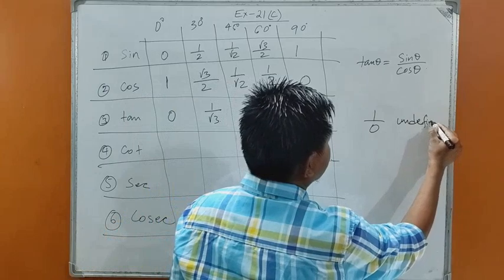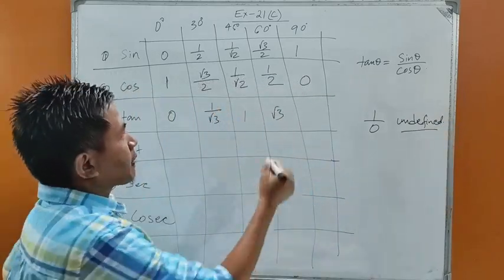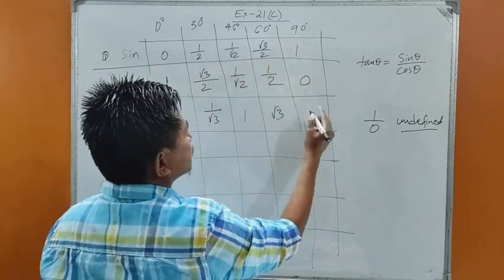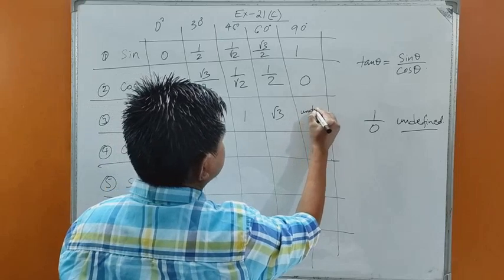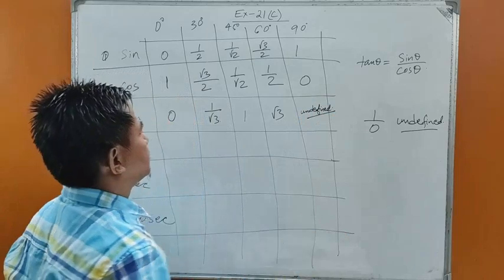Undefined, which means the value will be infinite, okay? The value of tan 90 degree will be 1 upon 0. 0 means undefined, because in the denominator comes the number 0.